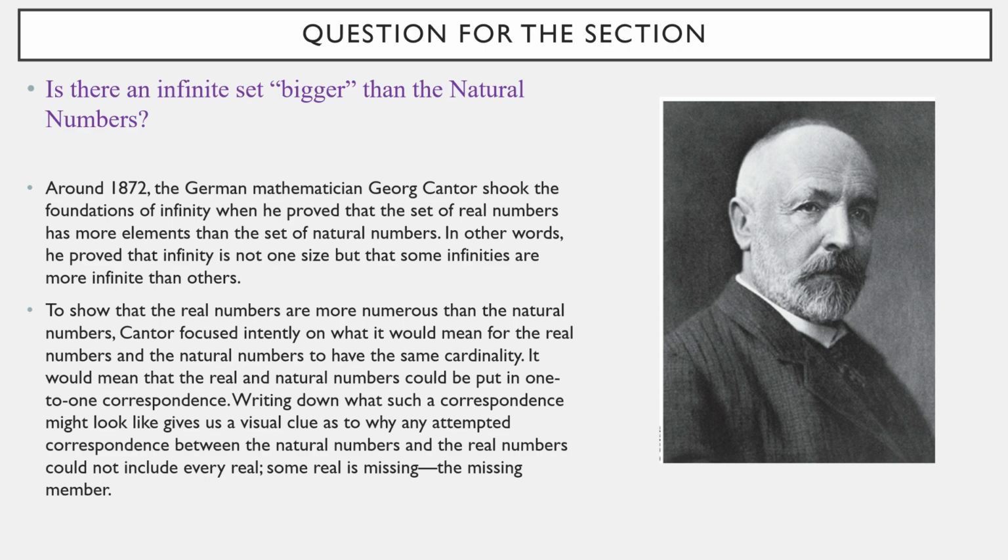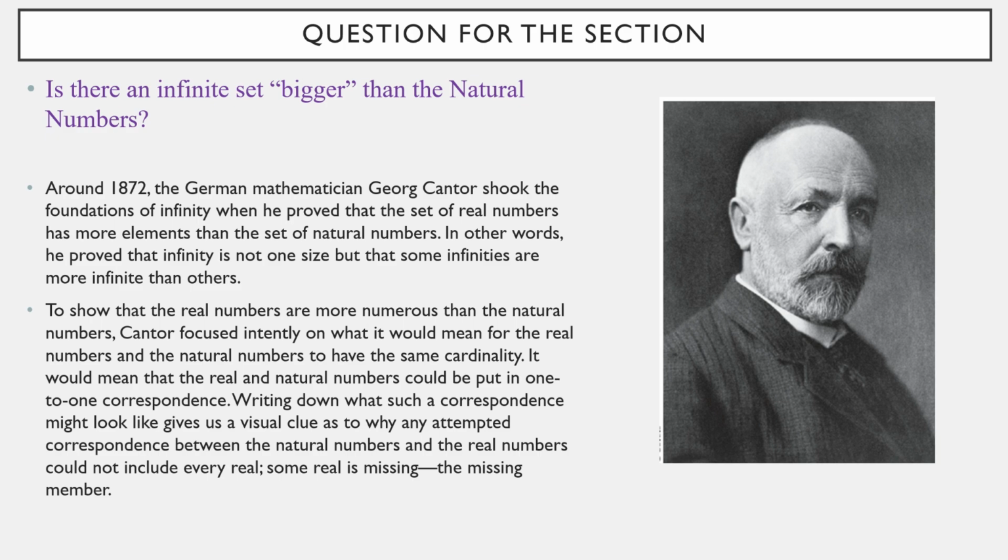All right. Around 1872, this German mathematician Cantor shook the foundations of infinity when he proved that the set of real numbers has more elements than the set of natural numbers. So, in other words, he proved that infinity is not one size, but that some infinities are more, quote unquote, infinite than others. All right.